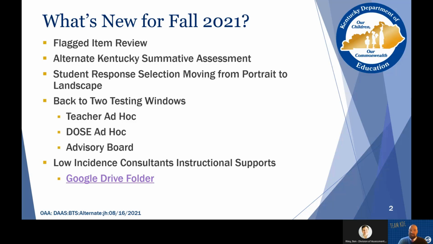As with our general assessment, the name of the alternate assessment has changed as well to mirror the general assessment. So starting with the 2021-2022 school year, the alternate K-Prep will be known as the alternate Kentucky Summative Assessment.